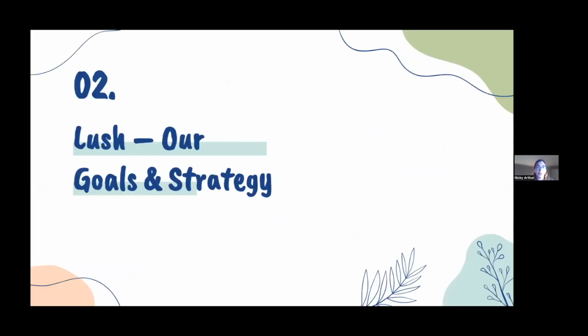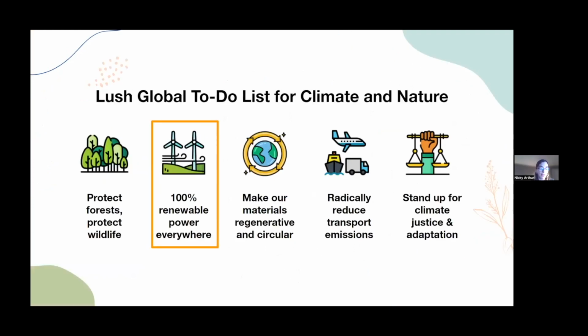So how does that fit in with our goals and strategies? Our regeneration and sustainability team really focuses on our climate plan, our to-do list for climate and nature. So this focuses on 5 key pillars. The pillar that RETScreen really ties into, where I'm going to focus today, is the second pillar, which is to use 100% renewable power everywhere.